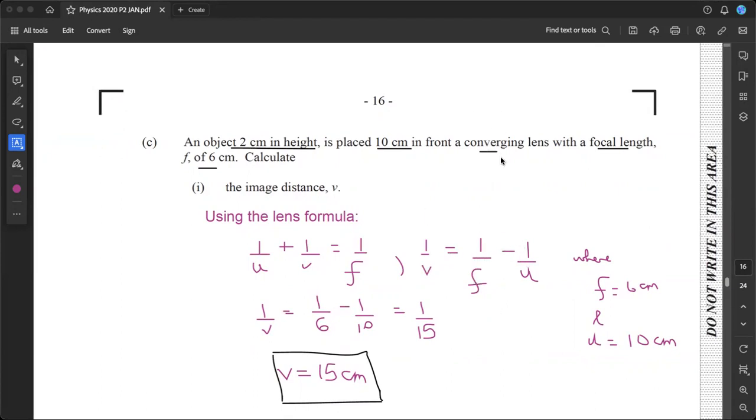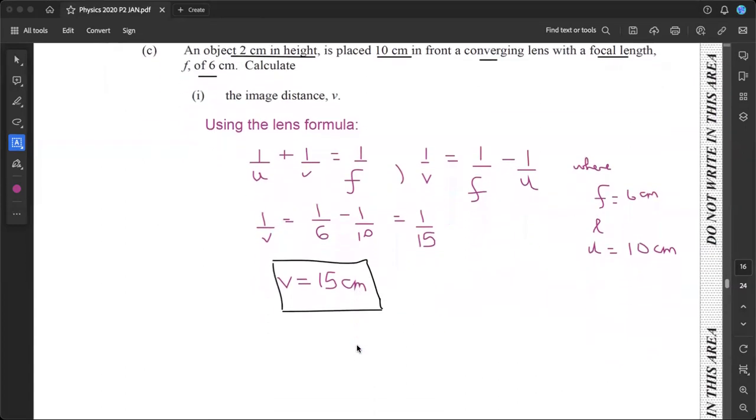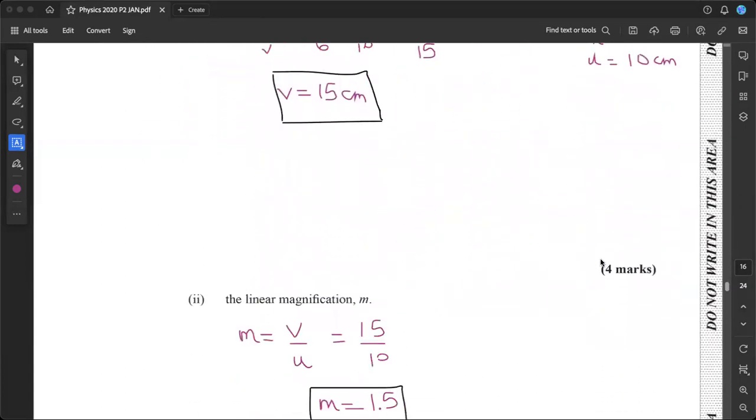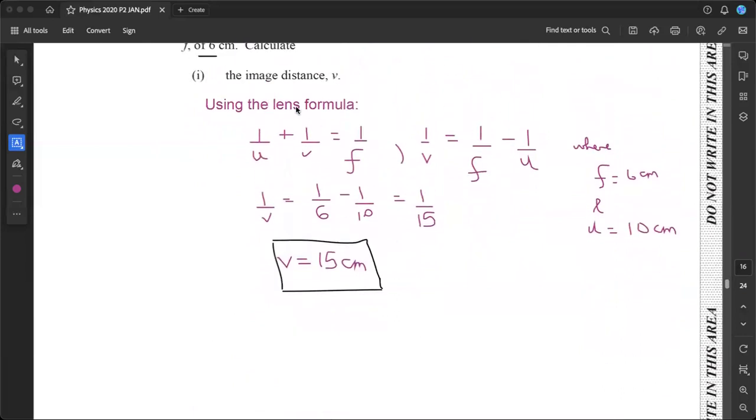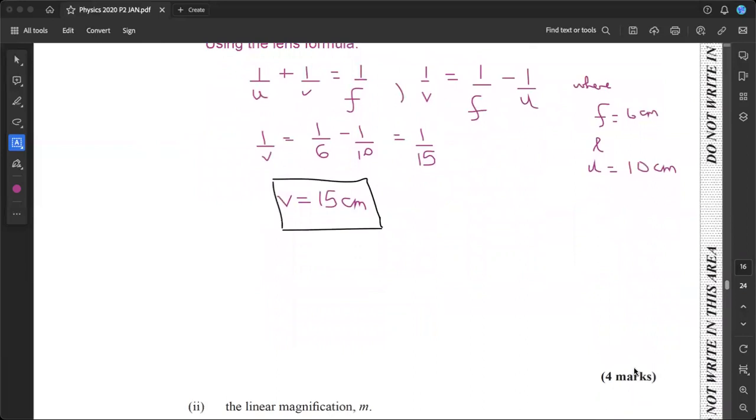And of course, from the question, we know that F, the focal length, is 6 centimeters. And we know that U, our object distance, is 10 centimeters from here, okay? So we just plug those numbers into our equation here. And we end up with 1 over V being 1 over 15, which means that V would just be 15 centimeters, okay? So that's what we got there. And of course, it's a positive number, so we know it's going to be a real image that we get. So that's for 4 marks, so we're good, right? We just apply the lens formula and we get out our V.